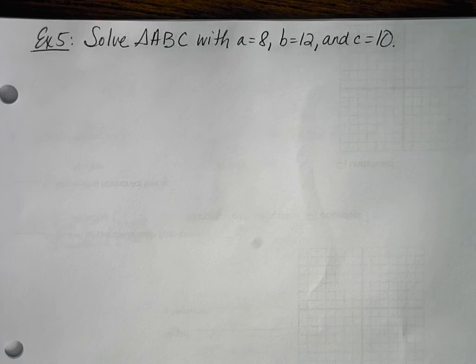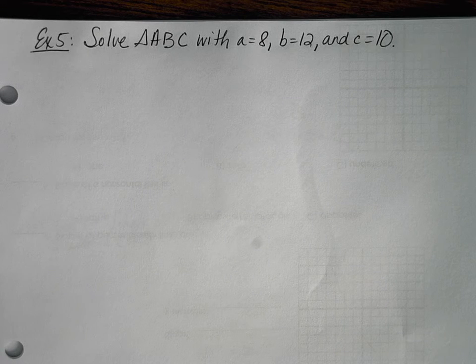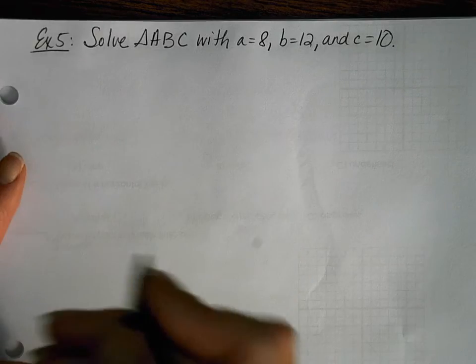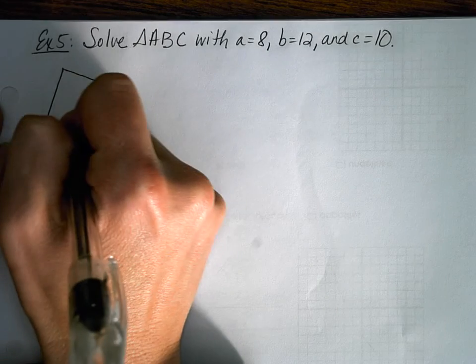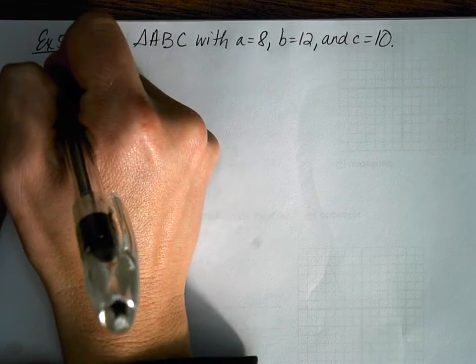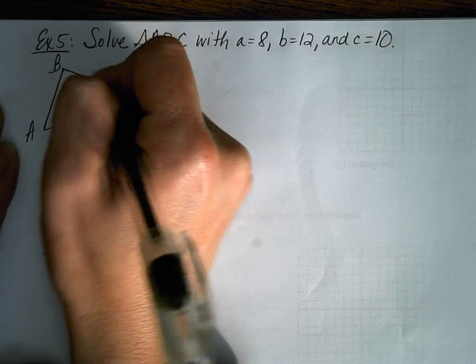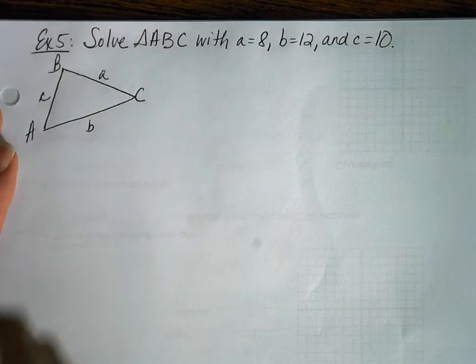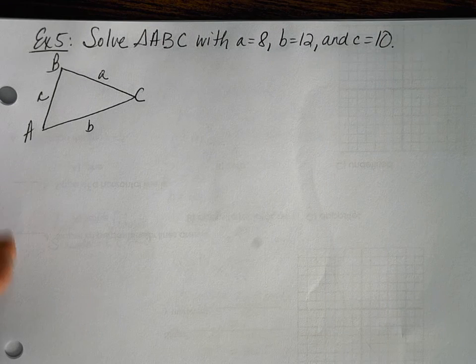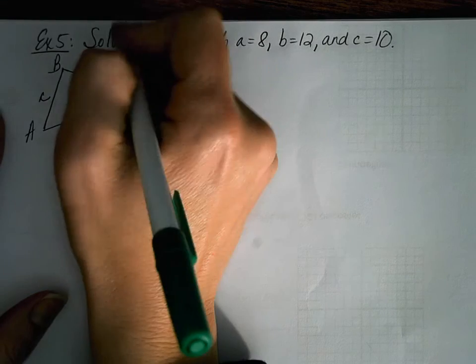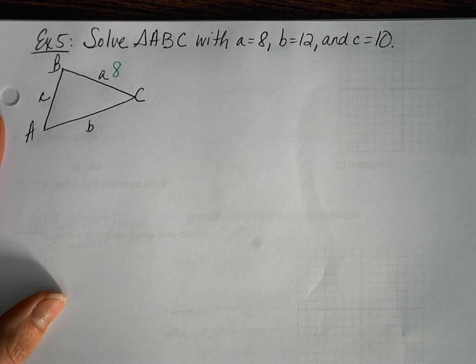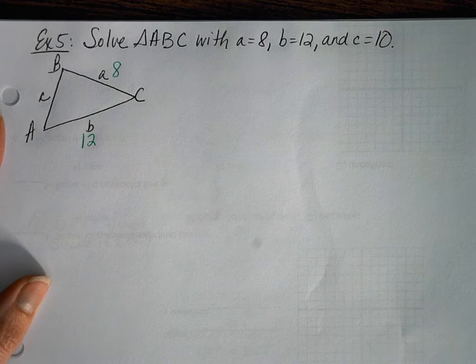All right, let's see here. Brandon, what are we going to do first? Beautiful, I'm going to draw that triangle. Triangle ABC, little a across from angle A, little b across from angle B, little c across from angle C. All right, what do we have in this triangle? Maddie, what did they give us in this situation? Little a is 8, little b is 12, little c is 10. Perfect.